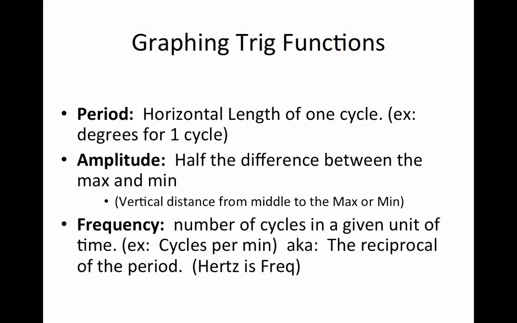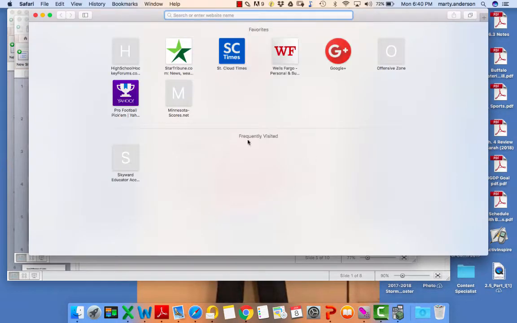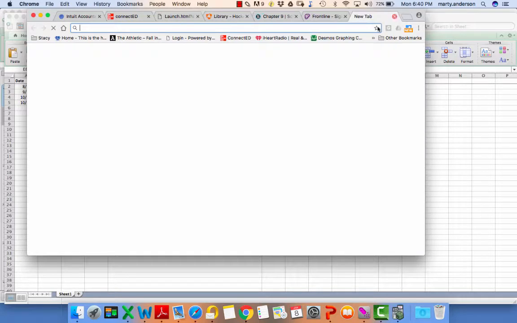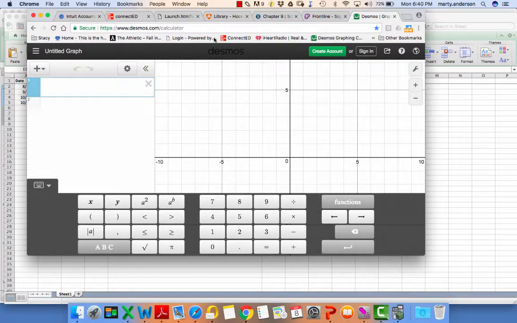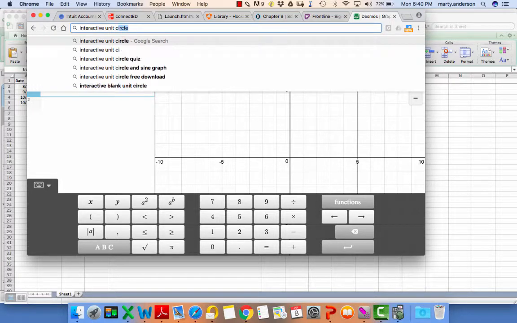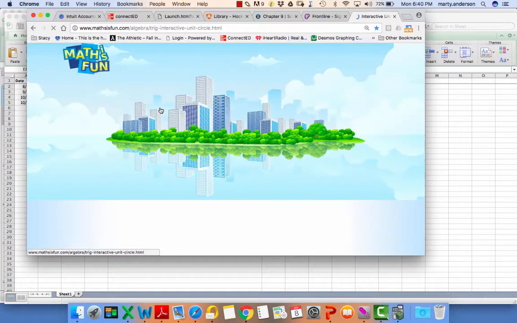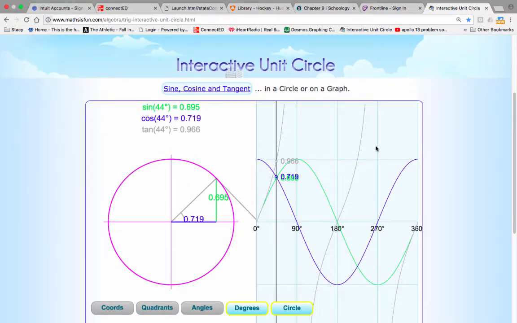We're going to graph trig functions now. The first thing we should probably take a look at, let me just call up, show you what we're getting at here. Actually, I got it here. No, that's the wrong one. We do the interactive unit circle, and you can kind of see everything that's going on here.